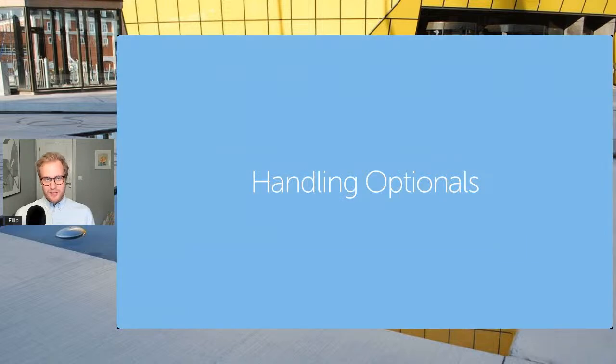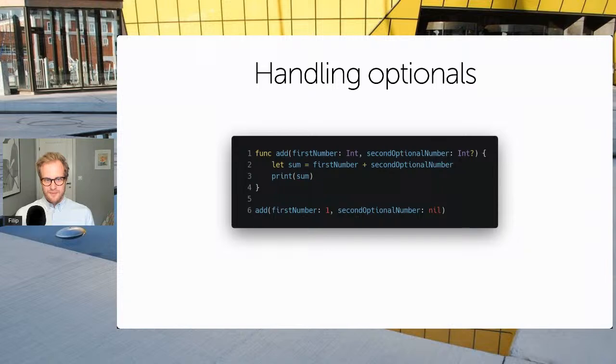So now let's talk about optionals and how to handle them. This is a function, and if you look at it, it's pretty simple. The function is called add, and it takes a parameter first number that's of type integer, and the second optional number, which is type Int?, an optional integer. So what would happen here on line 6?